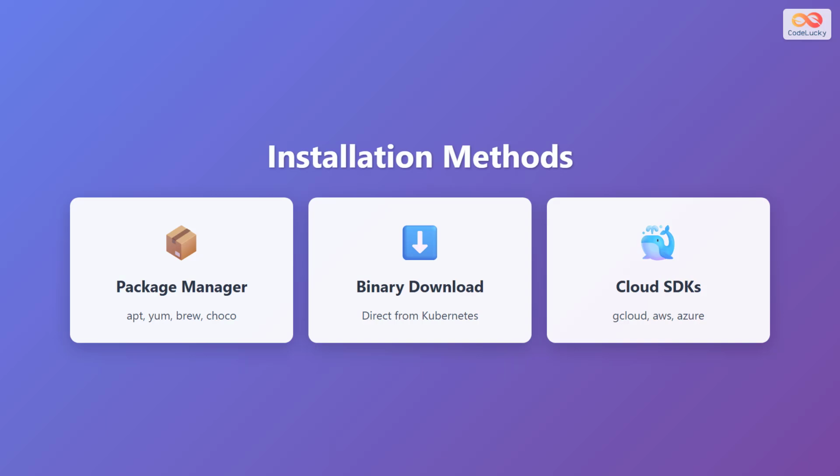There are three main ways to install kubectl. First, you can use package managers like apt for Ubuntu, yum for Red Hat, brew for macOS, or Choco for Windows. Second, you can download the binary directly from the official Kubernetes release page. And third, kubectl comes bundled with cloud SDKs like gcloud for Google Cloud, AWS CLI for Amazon, and Azure CLI for Microsoft Azure.